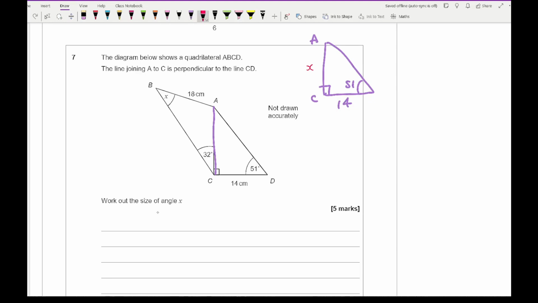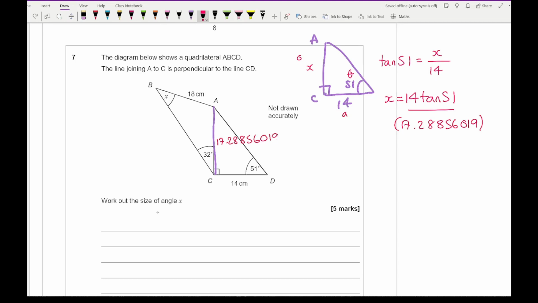So then labeling it up, I've got theta, I've got the opposite, I've got the adjacent, so I'm going to be using tan. So tan 51 equals x over 14. So x equals 14 tan 51. Now I can leave the answer like this, or I can work out what it is as a decimal, and 14 tan 51 is 17.2885619. Now from this I can just label this as 17.2885619.